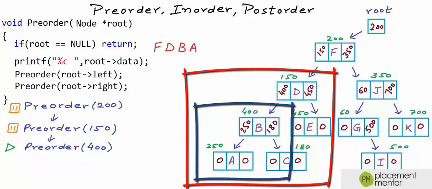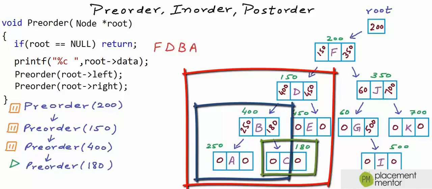Now in call to preorder 400, we will make another recursive call to preorder 180. With this call preorder 180, we are visiting this particular subtree with just one node. For this call, first we will print the data and then we will make a recursive call to preorder 0. Now preorder 0 will simply return, and then we will have another call to preorder 0 for the right child of 180. The recursion will go on like this.